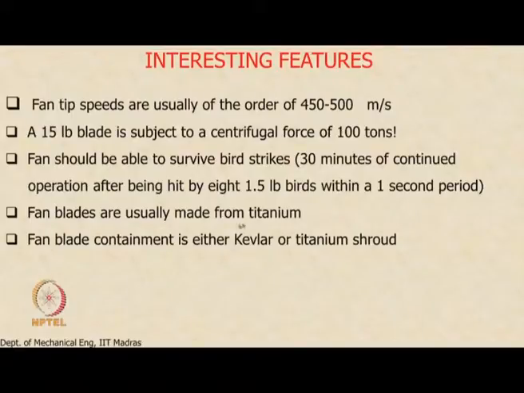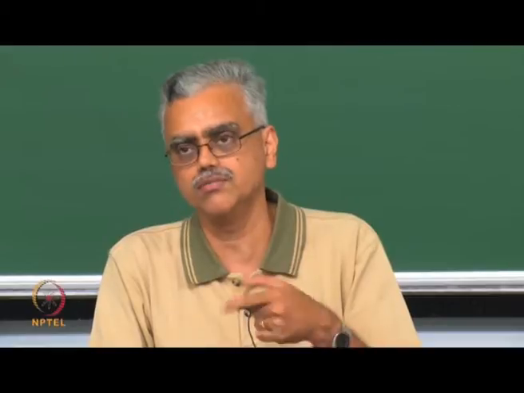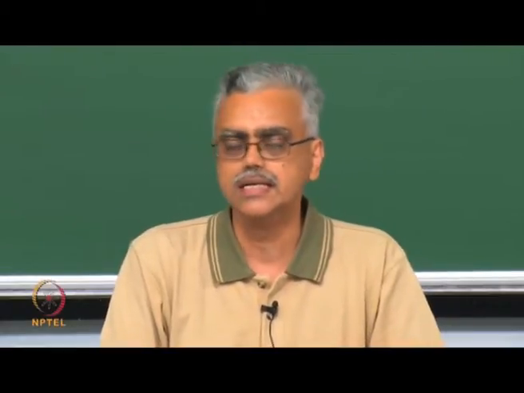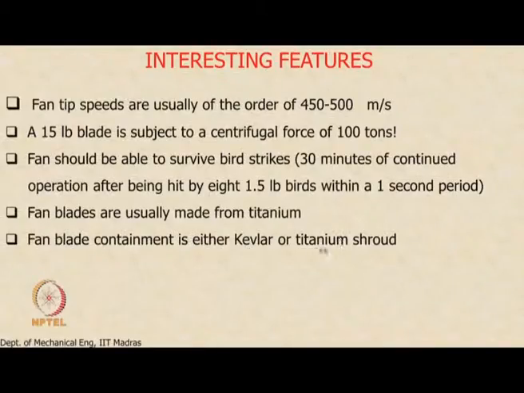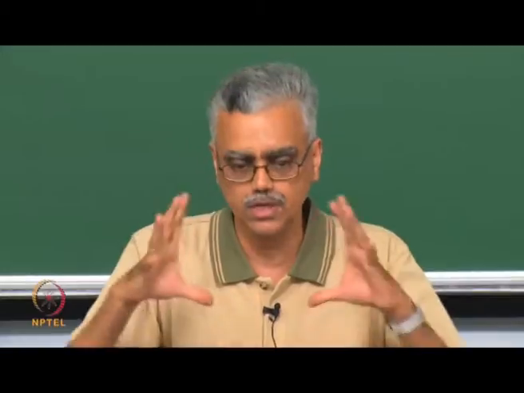So usually fan blades are made from titanium. The containment is usually made of Kevlar, which is what bulletproof vests are made of. Okay, so it can withstand such high impact loads, or some companies also use a titanium shroud around the blades to contain the blades in case of a blade off event.